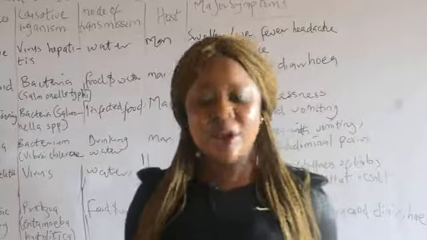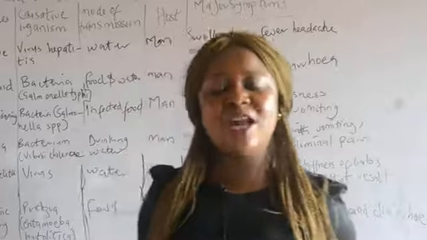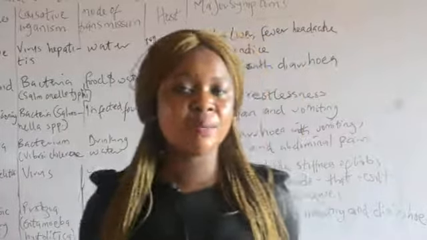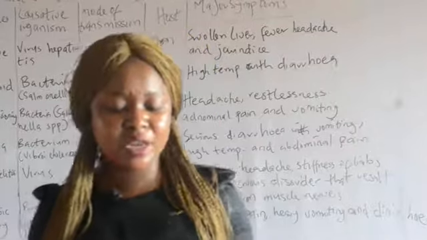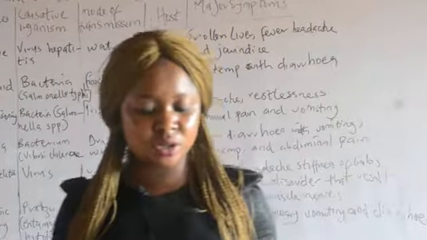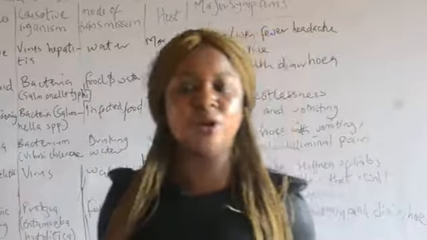The next one is sterilization by boiling. Sterilization by boiling is another means of what? Of controlling microorganisms. Sterilization by boiling is done to kill disease-causing microorganisms on an object.